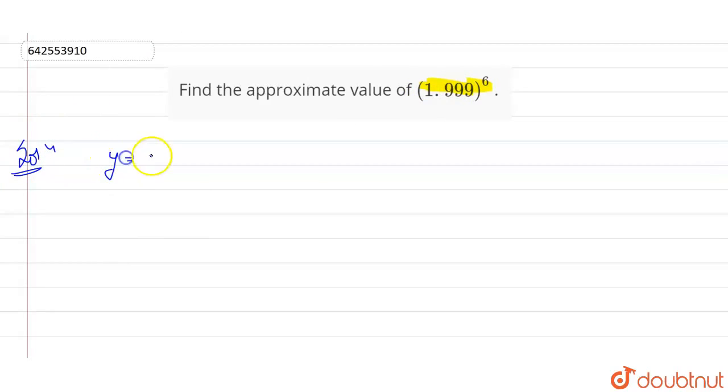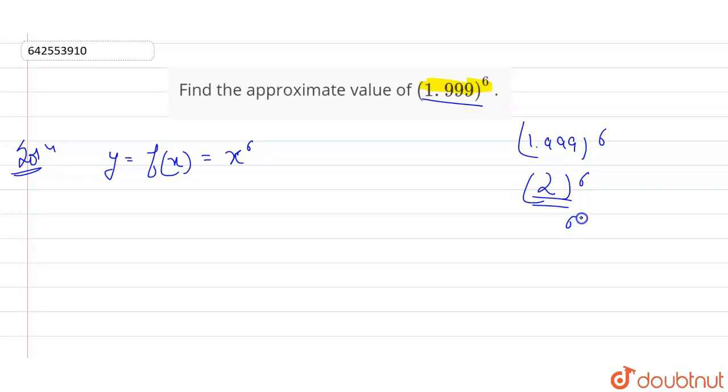Suppose let's take a function y which is equal to f(x), and it should be in the form of x to the power 6, because we need our answer for 1.99 to the power 6. We can take any number around 1.99, which is almost 1.99, which is 2. So basically 2 to the power 6 will easily come out as 64, we know it.